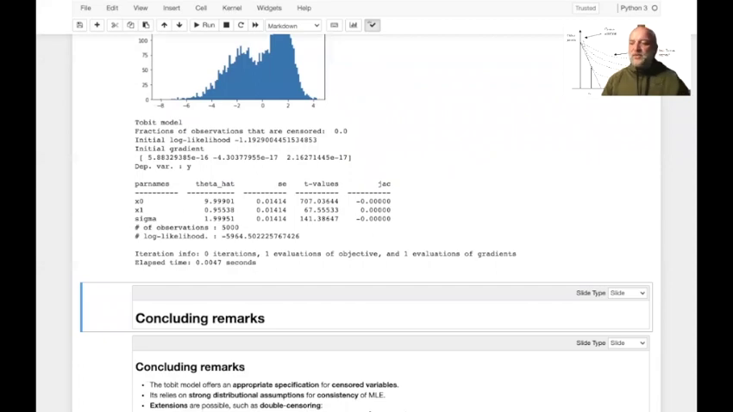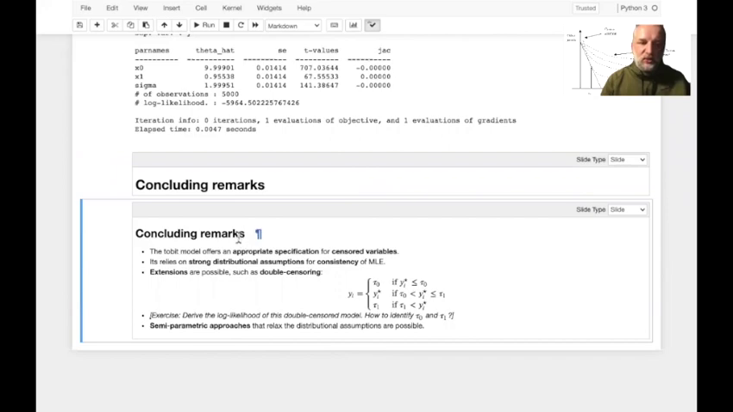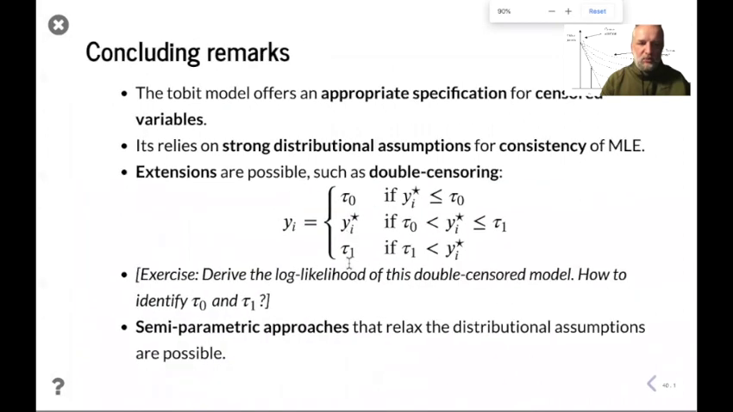So unlike the case where you have censoring, we don't have any problems with non-normality or heteroscedasticity for consistency of the estimator for the linear model. Only in the case of censoring and corner solution outcome models. Anyway, let's go back to the slide deck and make some concluding remarks. Basically, the Tobit model offers an appropriate specification for censored variables and corner solution outcome models, but it relies really strongly on the distributional assumptions for consistency of the maximum likelihood estimator. So you can't have non-normality, and you can't have heteroscedasticity. I didn't show that, but it's the same thing.